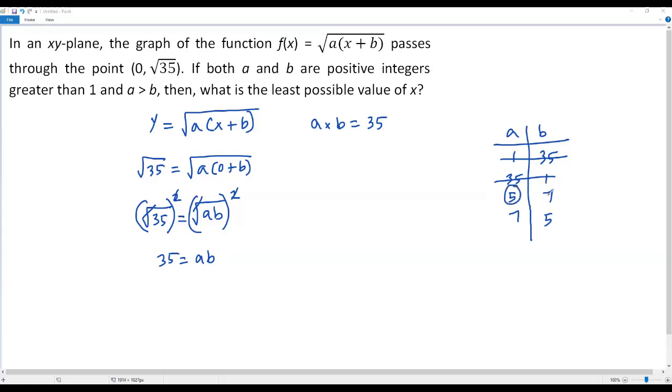Now let's consider the third pair. Here both the values of a and b are positive integers and also greater than 1. But this particular pair does not meet the second condition, that is, a has to be greater than b. Here the value of a is 5 and b is 7. The value of a is less than b. So we can reject this one.